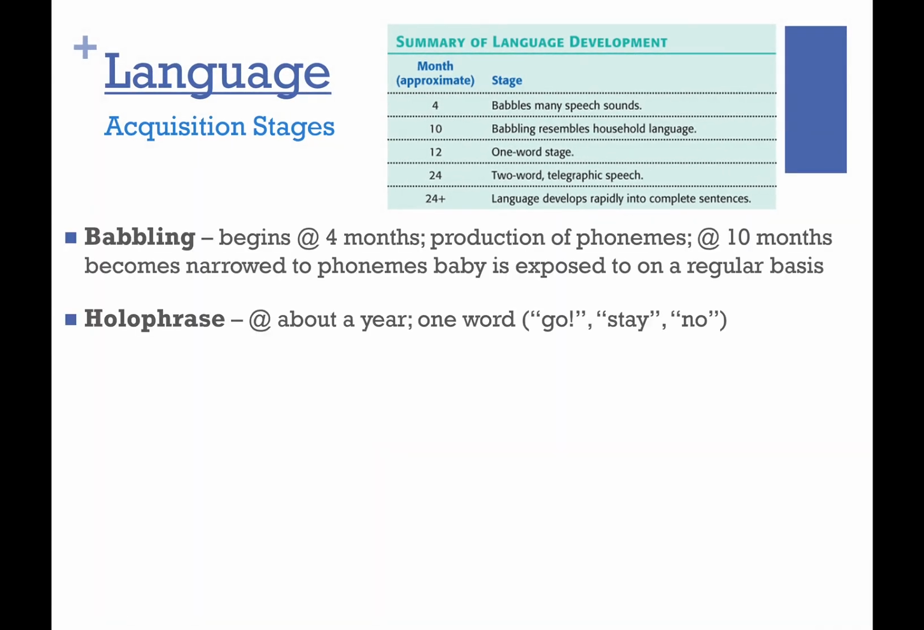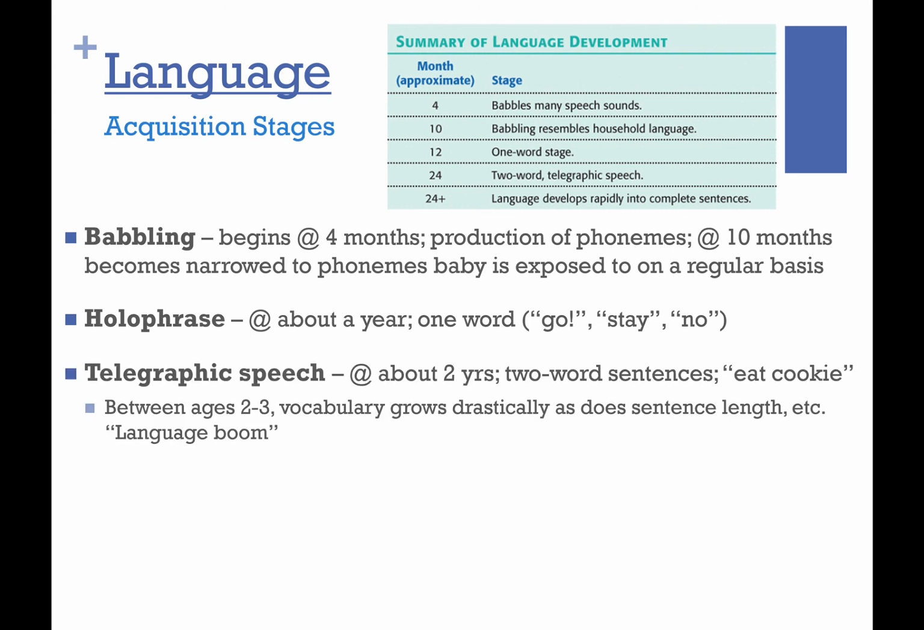So here's your acquisition stages. Right, when you look at how children develop and evolve, you have month 4, the babbling stage, all the way to being a year old, where you get into the one word or the holophase, holographic speech as it's called. Then you get into the 2-word stage or telegraphic speech, and that's at about 2 years old. And then after that, you form those 2 words together to make sentences.